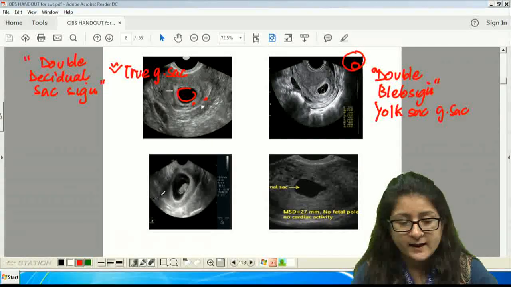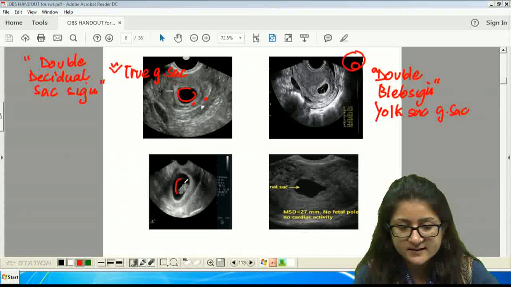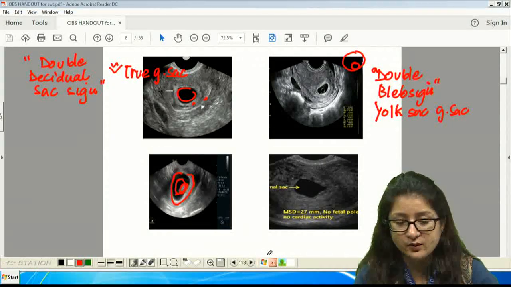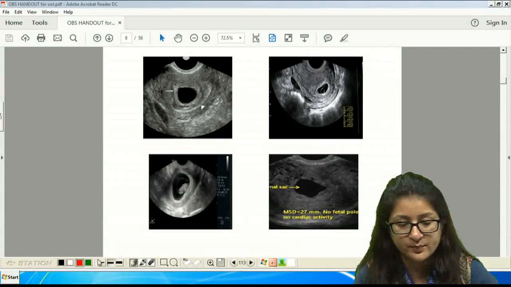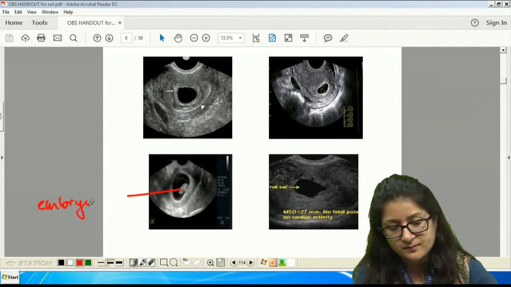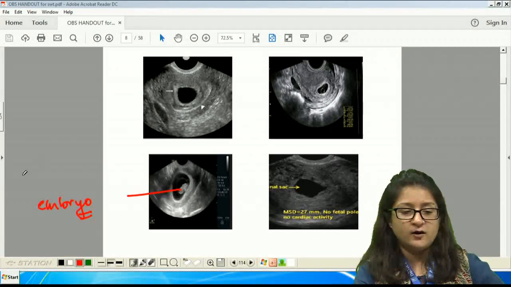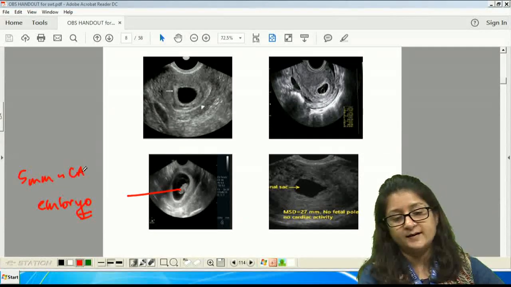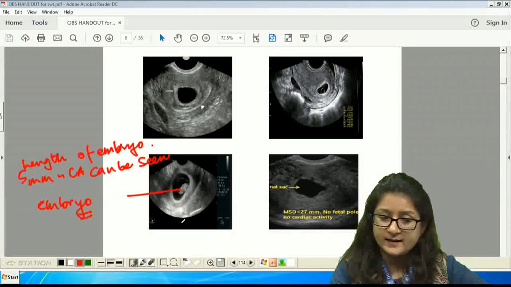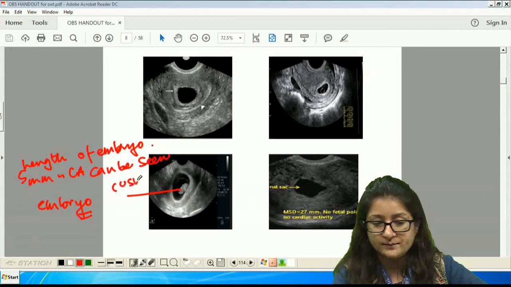Right? If you see this outside, this is a big sac, then there is a gestational sac, and inside there is the embryo. This white structure here is the embryo that you can see. And once the length of this embryo is around 5 mm, usually cardiac activity can be seen, right?